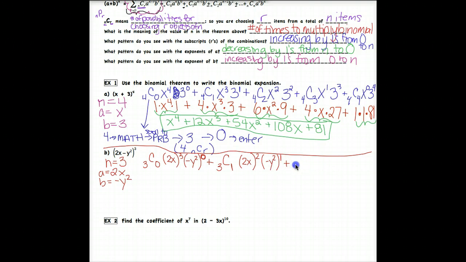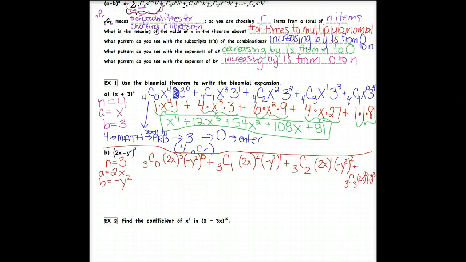And then do it again. So this should be increasing, 0, 1, now 2. This should be decreasing. It was 3, then 2, so now it should be 1. And this should be increasing, squared. And then I wrote too big here, so I'm going to write it down here. 3 choose 3, 2x to the 0, negative y squared to the third. So now I'm going to simplify.